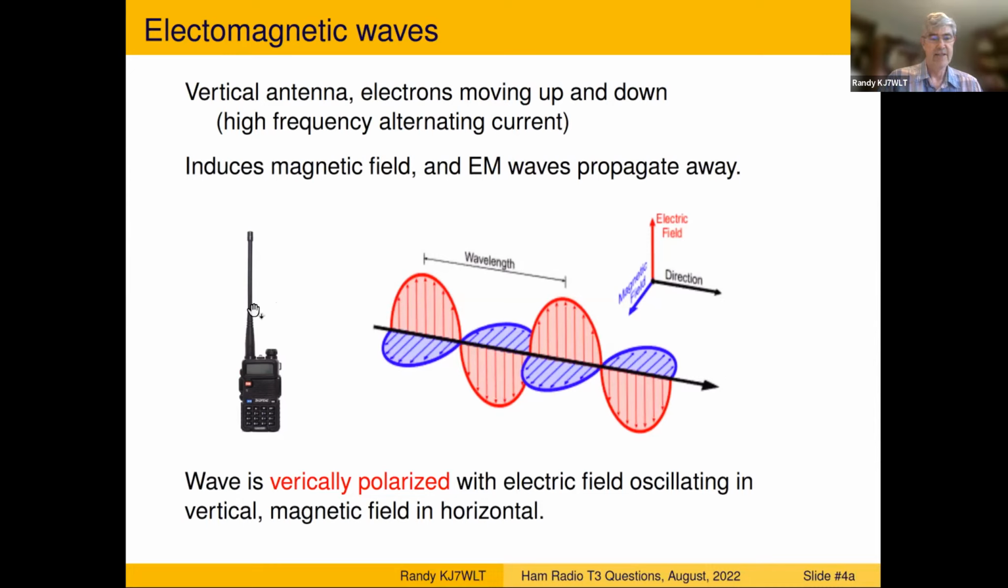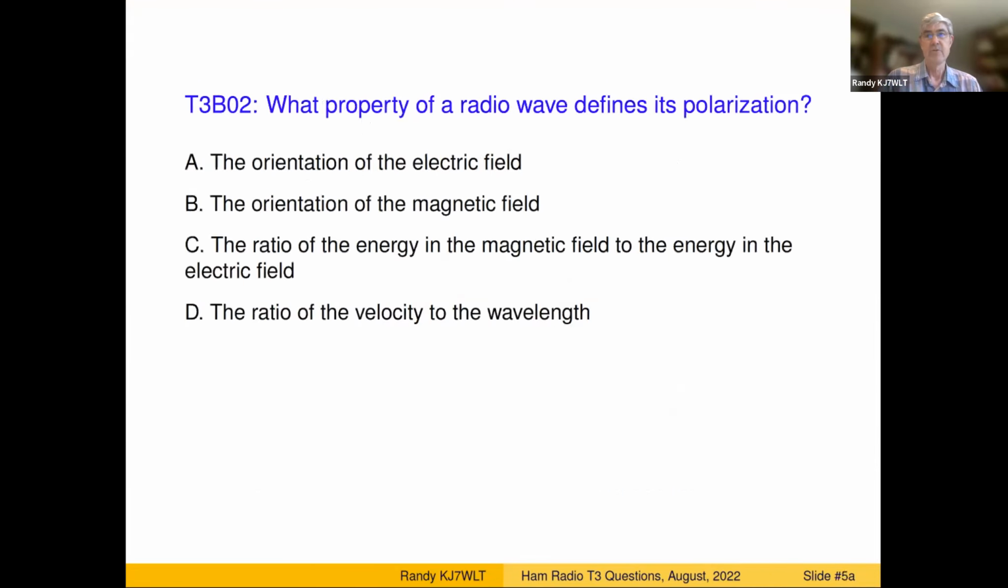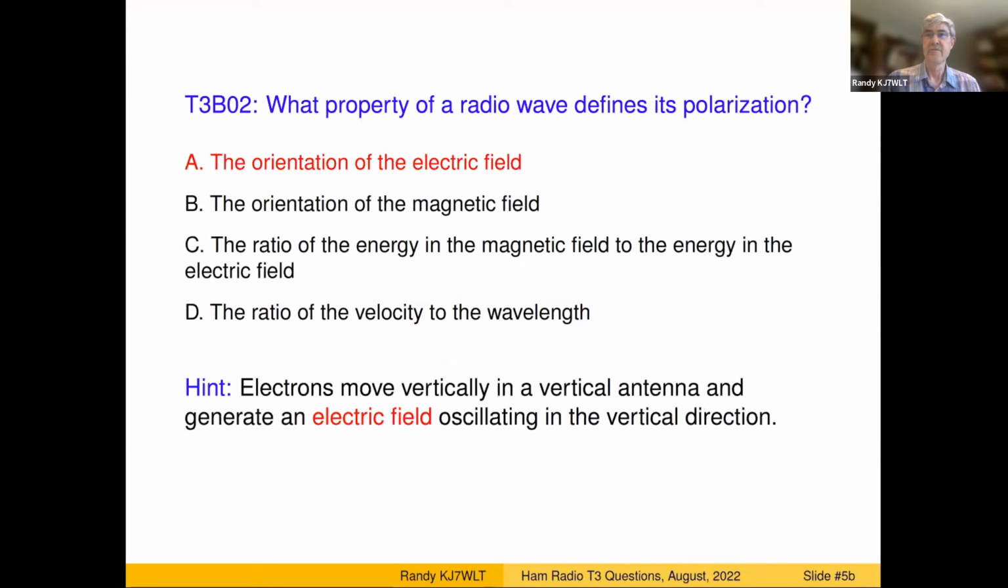So a vertical antenna produces what we call a vertically polarized wave because the electric field is oscillating in the vertical direction. If I put the handheld on its side, it would be generating a horizontally polarized wave because the electric field would be oscillating in the horizontal direction. So one of the questions is, what property of a radio wave defines its polarization? And the answer is the orientation of the electric field.